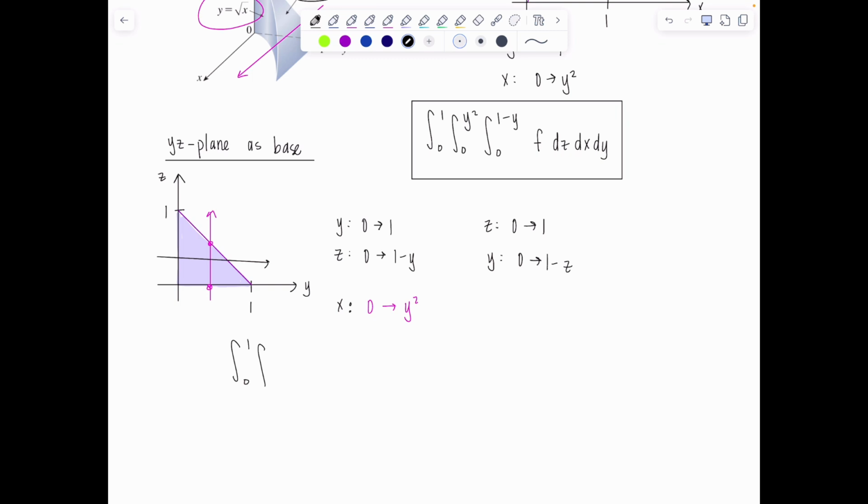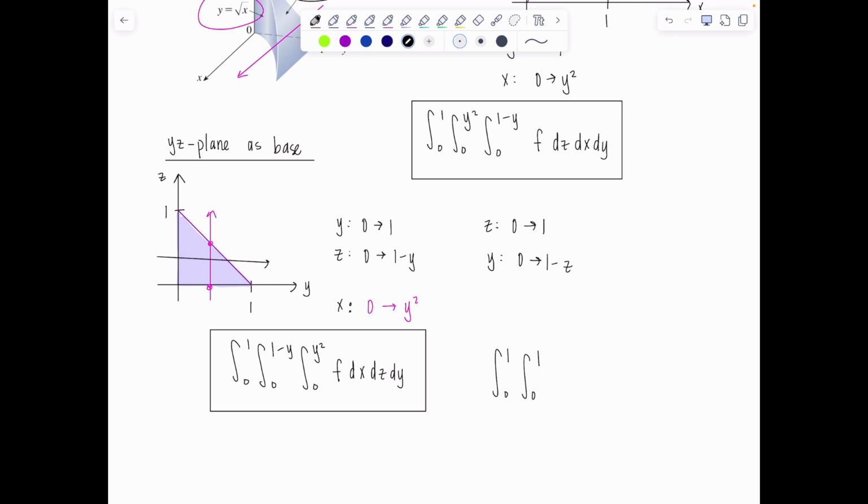0 to 1, 0 to 1 minus y, 0 to y squared, f dx dz dy. Good? That's one ordering. And then the other ordering, 0 to 1, 0 to 1 minus z. Same for x, 0 to y squared, f. And then what are the differentials going to be?